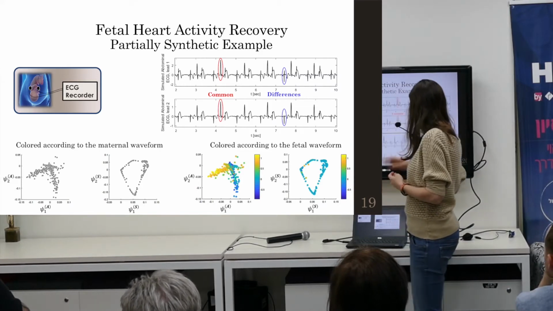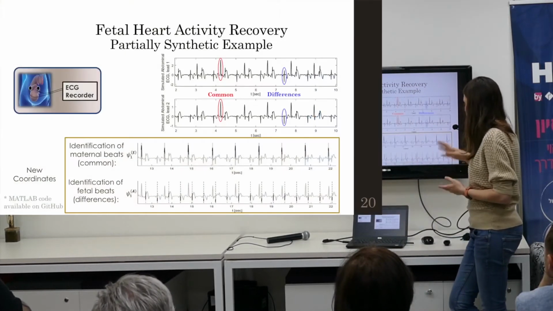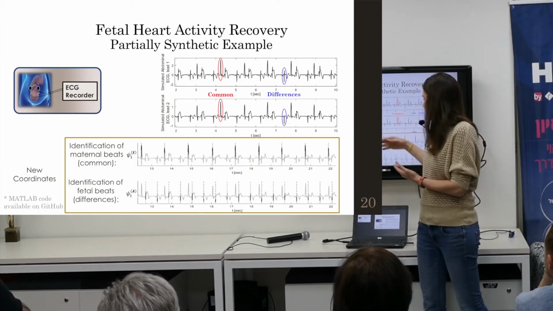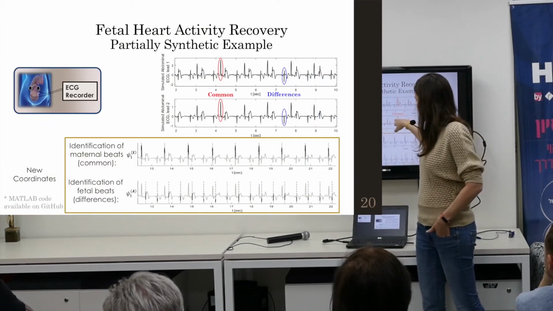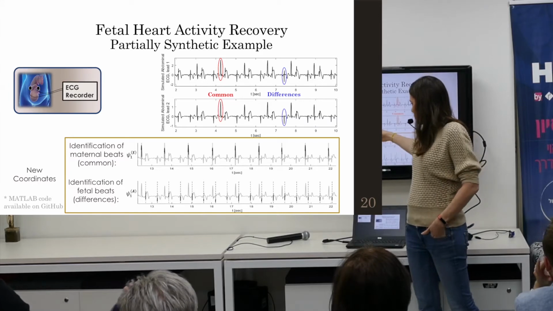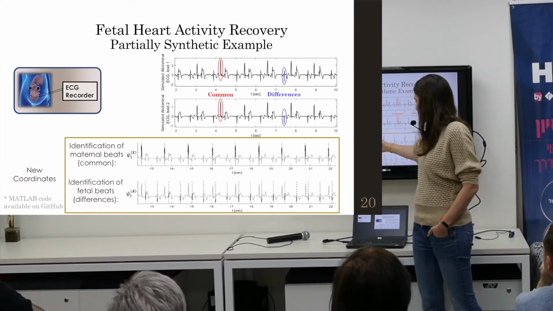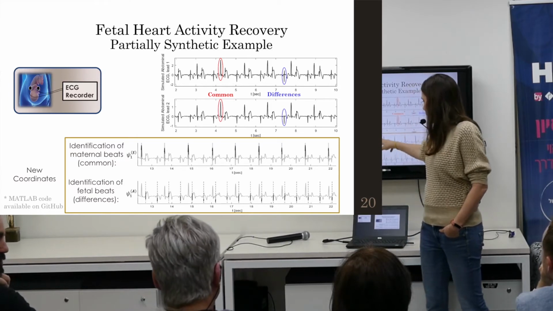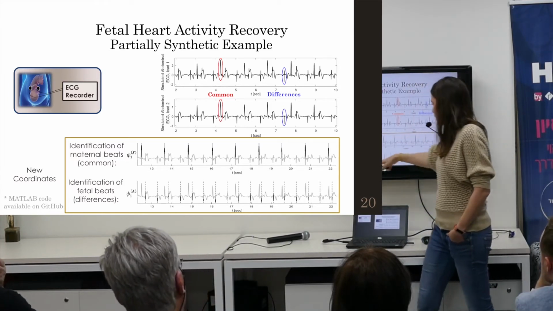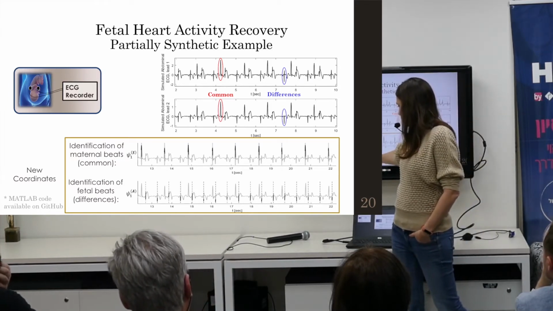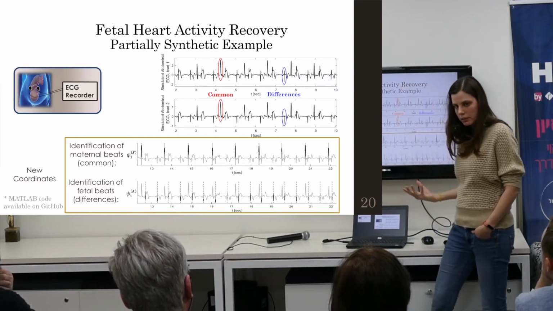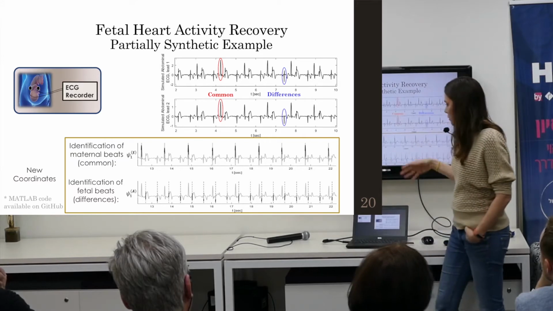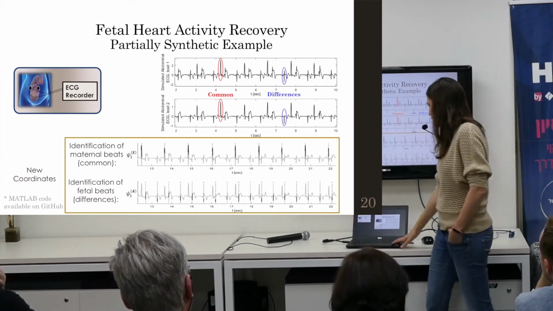Okay, so to demonstrate a bit further, we took the first coordinate and thresholded it and colored the ECG segment according to the highest values. We can see here that the first coordinate of S, the common part, actually captures the maternal beats, and the first coordinate of A actually captures the fetal beats. Okay, so this was a synthetic example. A code for this is available on GitHub.